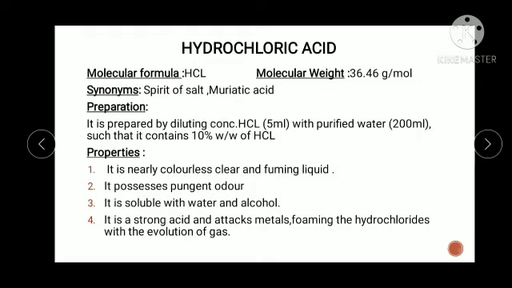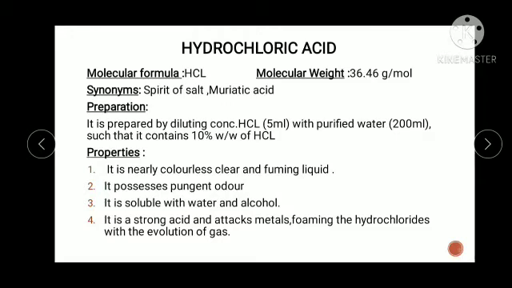The next monograph is hydrochloric acid. The molecular formula for hydrochloric acid is HCl and the molecular weight is 36.46 gram per mole. The synonyms are spirit of salt and muriatic acid. Next point is the preparation. It is prepared by diluting concentrated HCl with purified water. The ratio is 5:200 ml. It contains 10% weight by weight of hydrochloric acid.